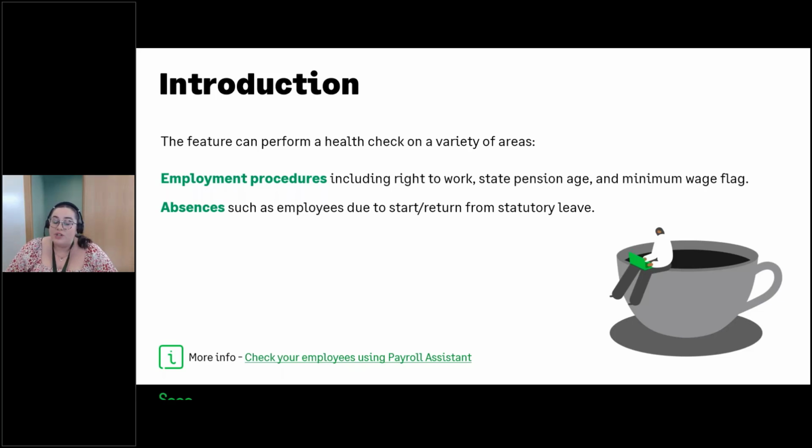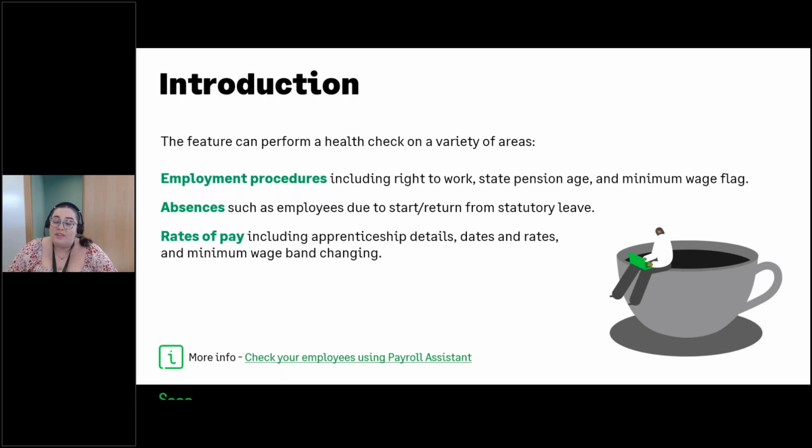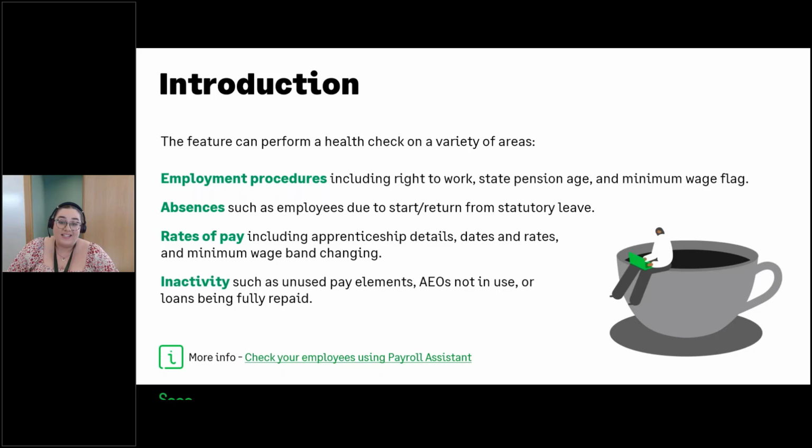You've also got some checks on rates of pay, so this could be things on apprenticeship details and dates with that, apprenticeship rates, etc. And there is also a section as well on inactivity. So this could be things like pay elements which are no longer in use, attachment of earnings orders which aren't active anymore or are due to end soon, company loans being fully repaid, as well as a couple of other things as well. So you will see a few of these in action when we go to the demos in the next section.